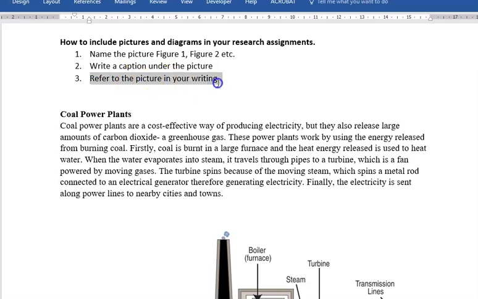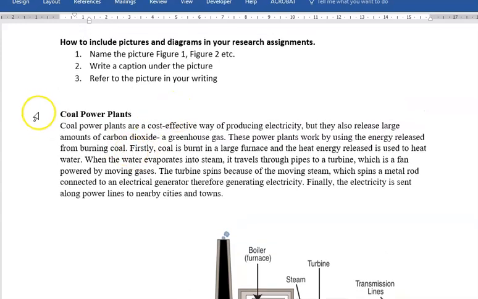Then the next thing to do is you need to actually refer to the picture as part of your writing. Because if you just have a picture next to a paragraph and never mention the picture, it's not really telling anyone any extra information when they read your assignment. So you need to make sure that you're linking your picture and your writing together.